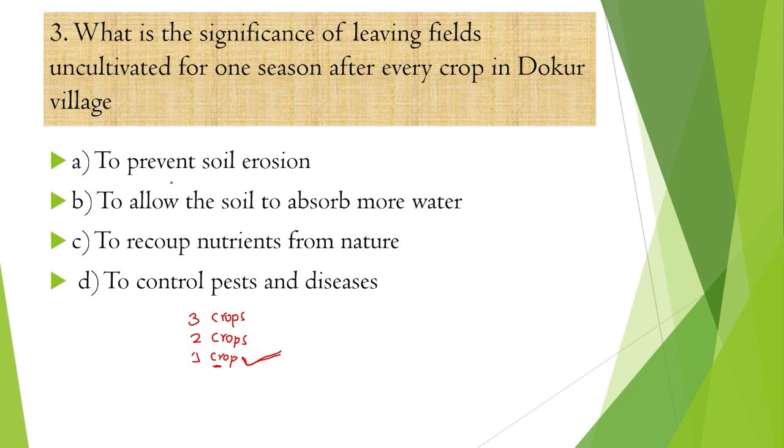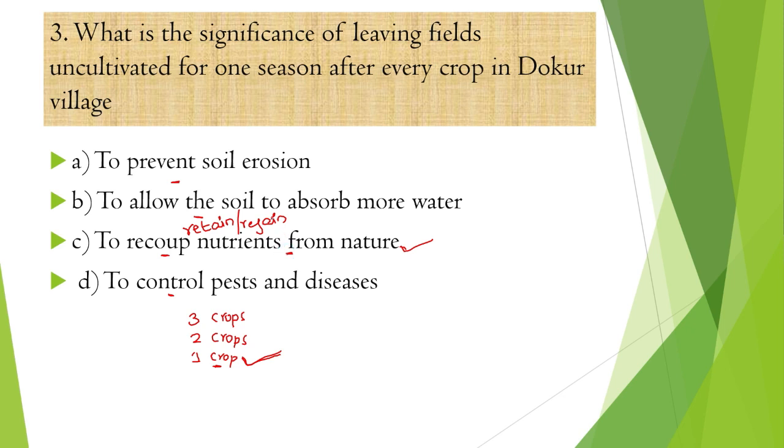A, to prevent soil erosion; B, to allow the soil to absorb more water; C, to recoup nutrients from nature; or D, to control pests and diseases. These all look like similar answers, but the exact answer is to recoup nutrients from nature. Recoup means reimburse or retain, or regain also we can call. To regain the nutrients from nature.